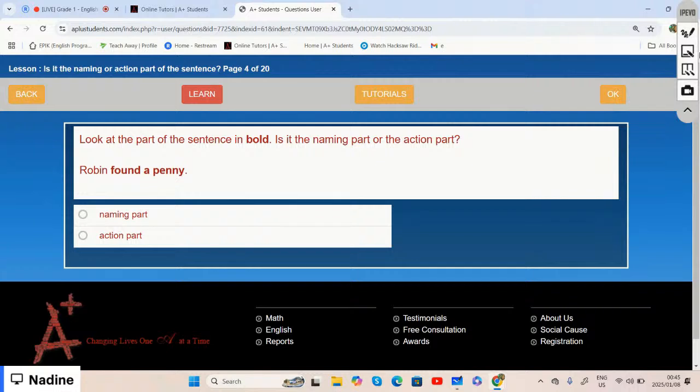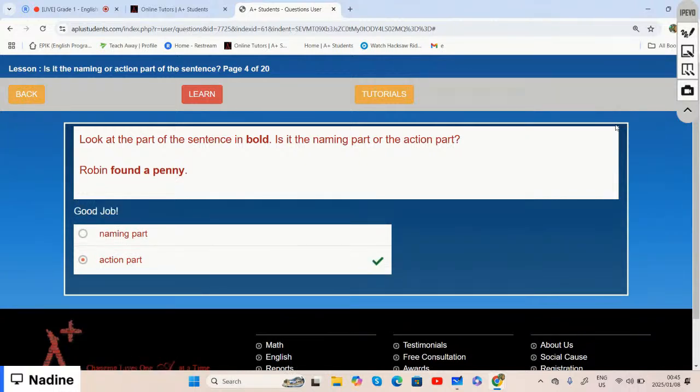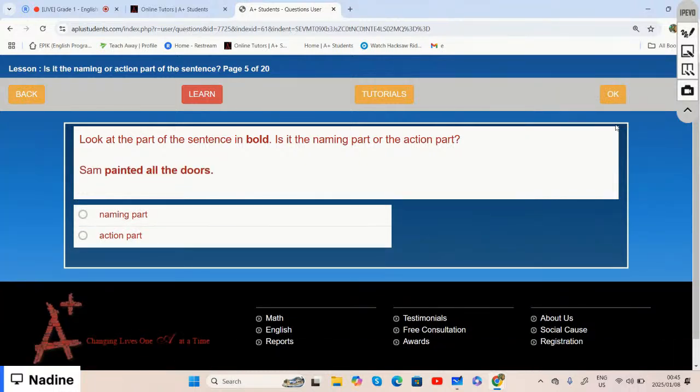And if we were to identify if it's either a naming part or an action part, then we can say it is an action part. Found a penny. Remember, it's an action because now it's telling us what they did, right? So they found the penny. An action that took place. They found a penny, right?